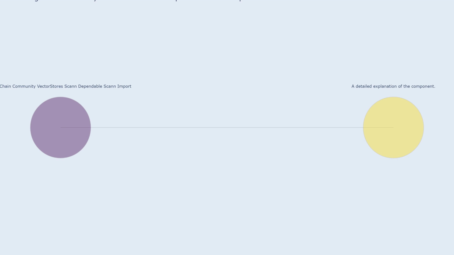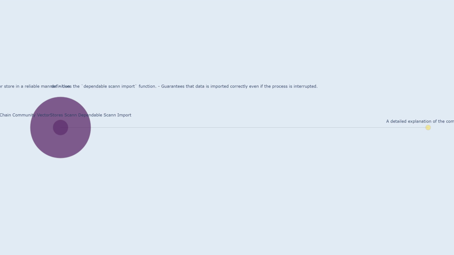Langchain community vector stores scan: dependable scan import. Elaborated description of each component and their interactions. A mechanism to import data into the scan vector store in a reliable manner. It ensures data integrity by employing the dependable scan import function, which guarantees accurate import even if the process is interrupted.